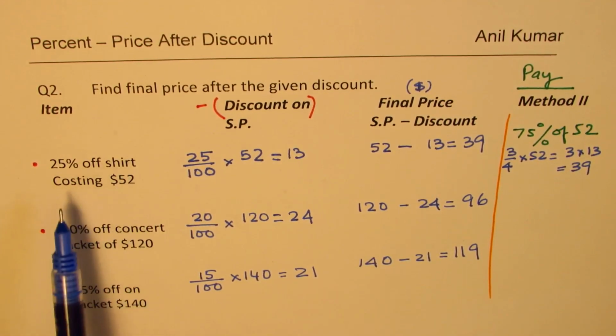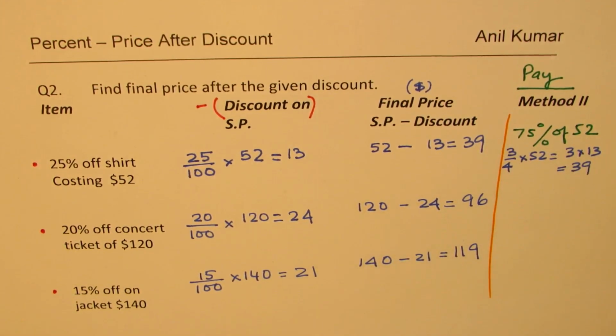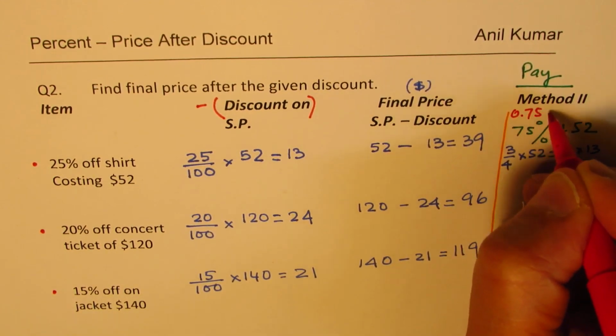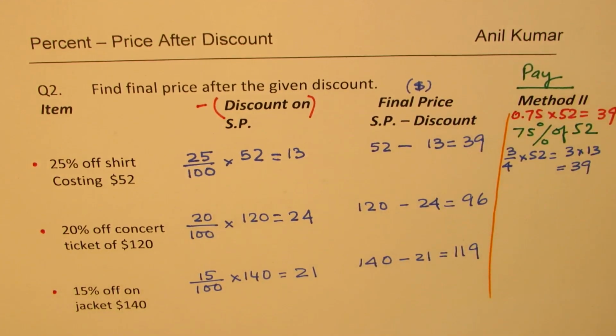So 25% off costing 52 means 0.75 times 52, right? So it is 0.75 times 52. You get your answer straight away.